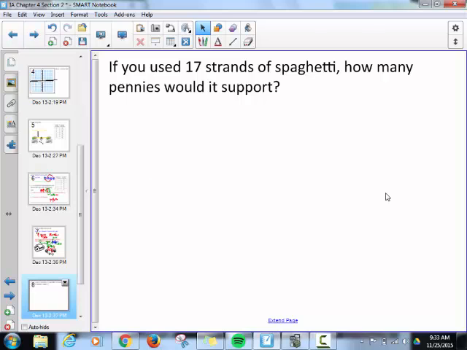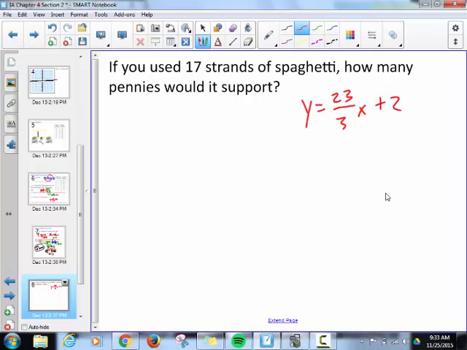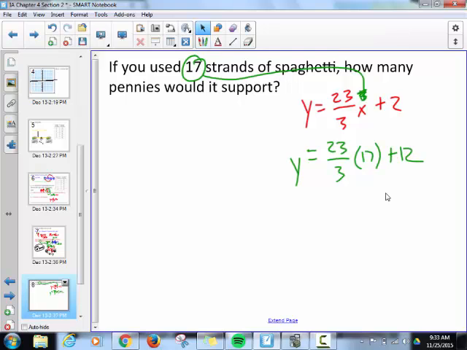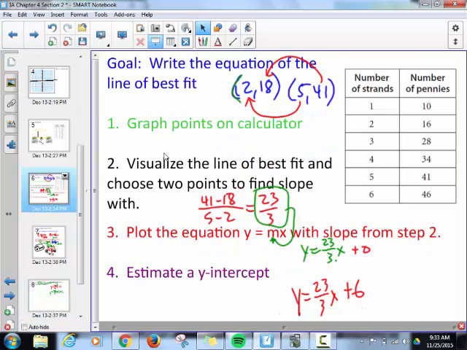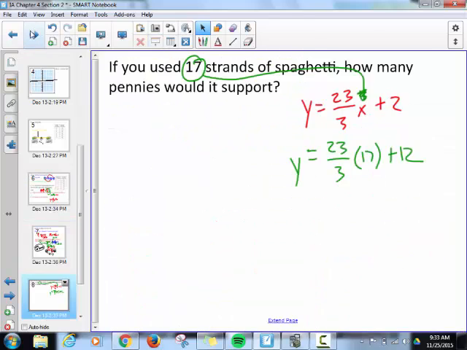Well, what if we had 17 strands of spaghetti? How many pennies would that support? Well, grab your equation. Where should I plug that 17 in at? Well, where do the strands go? The strands are for your x, right? That was our x's, so I just take 23/3 times 17 plus 2. And I won't finish that out, but your answer should make sense. If I think about it, 17 strands should be somewhere around a little over 100 pennies or so.